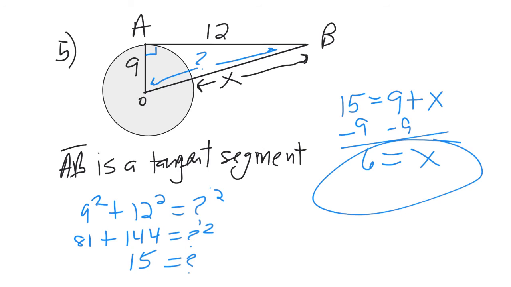Now that we know that the entire length is 15, and we know that the radius is 9, then we know that 15 equals 9 plus x, and we can solve for the x part. Even though it might not look like it in the picture, the x part will be 6.